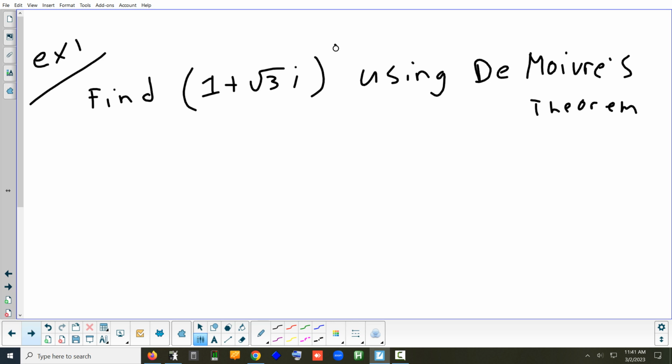Let's do something a little harder than that. Let's do this one. So that's a little bit more unreasonable to try to do by hand. Because now you're going to have to write it 7 times and FOIL it. And you got square roots in there, so it's going to be a mess. So, what do we want to do with 1 plus root 3i? Yeah, we want to put it in trig form.